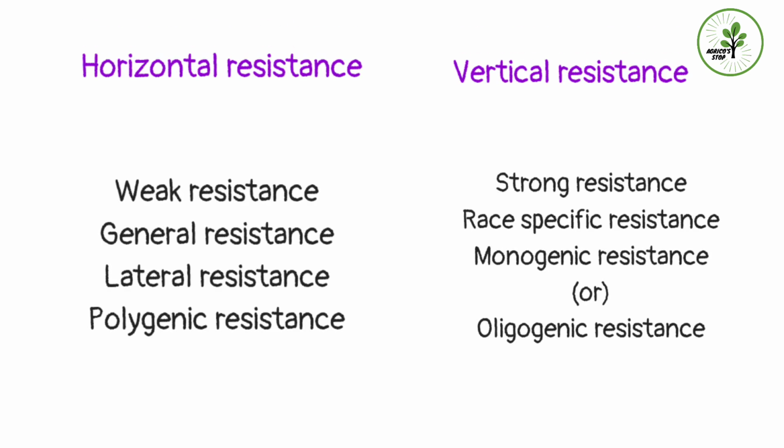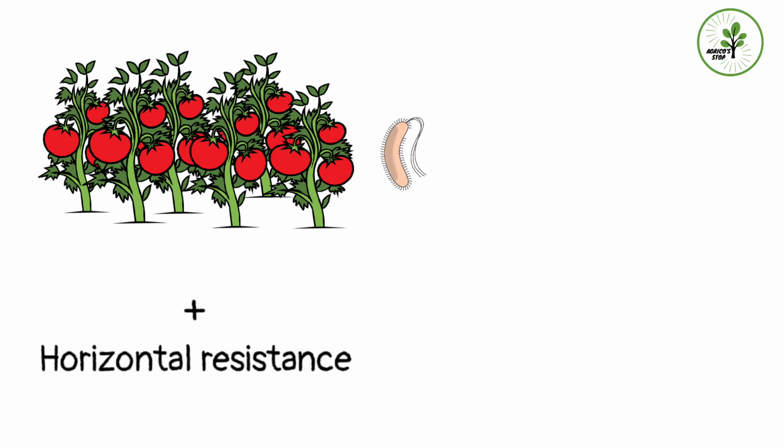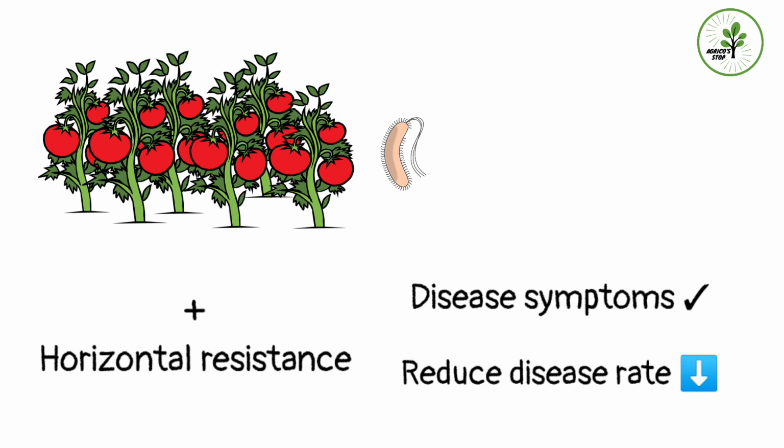At this moment, I am sure that you know how exactly these resistances work. Let's just dive in a little more to make it more clear. When a pathogen attacks, the host plant with horizontal resistance cannot prevent itself from developing disease symptoms, but it can surely reduce the rate at which the disease spreads.